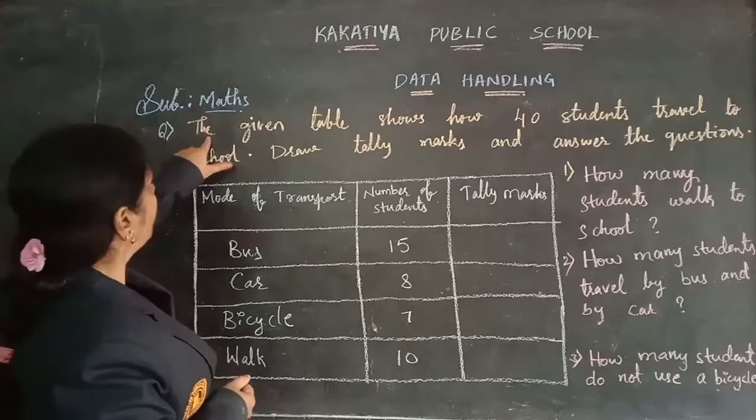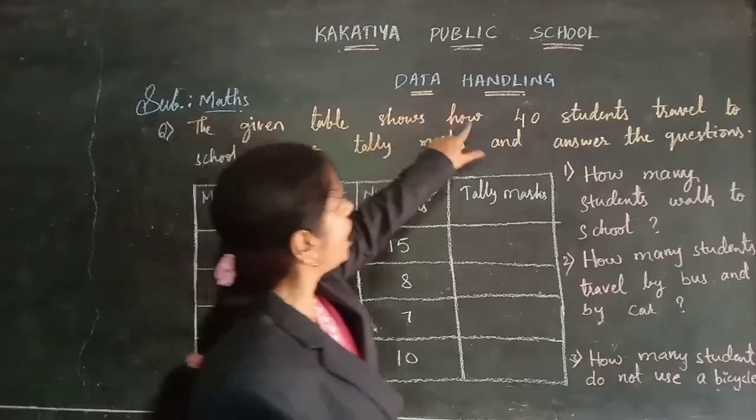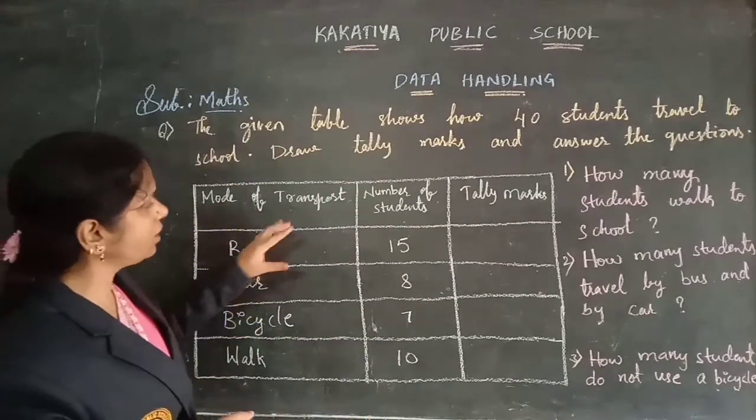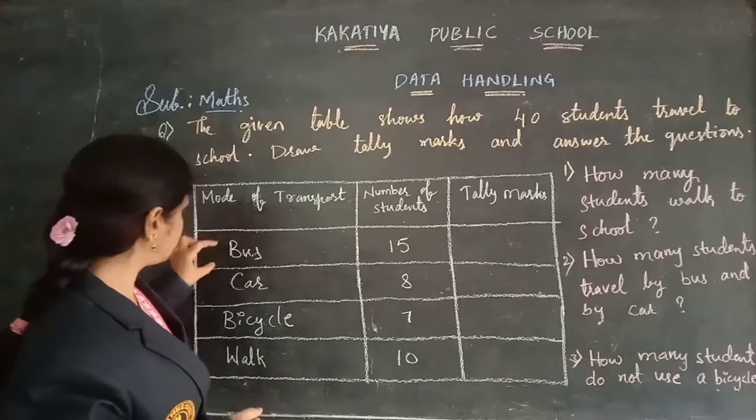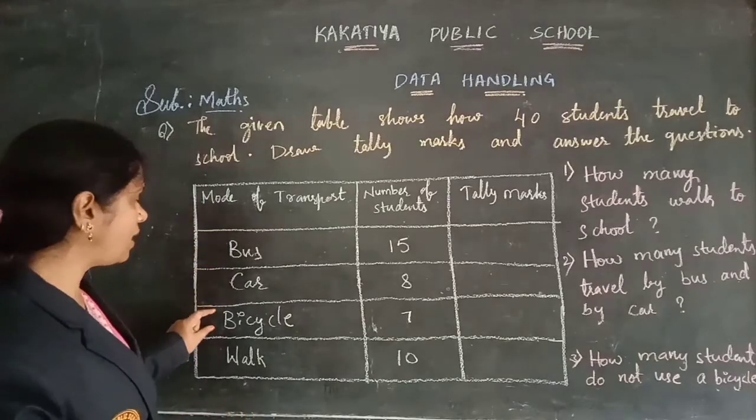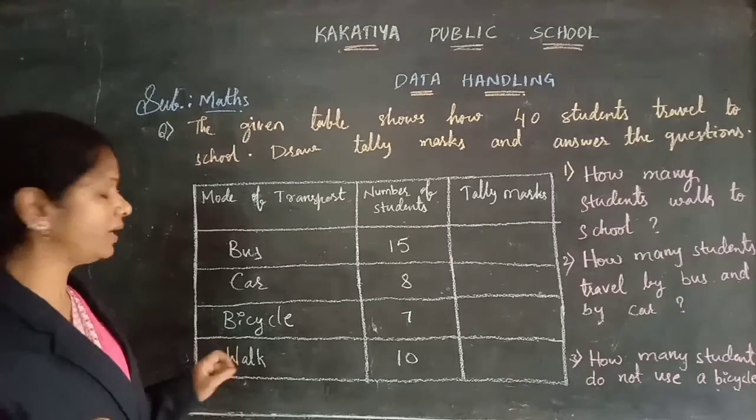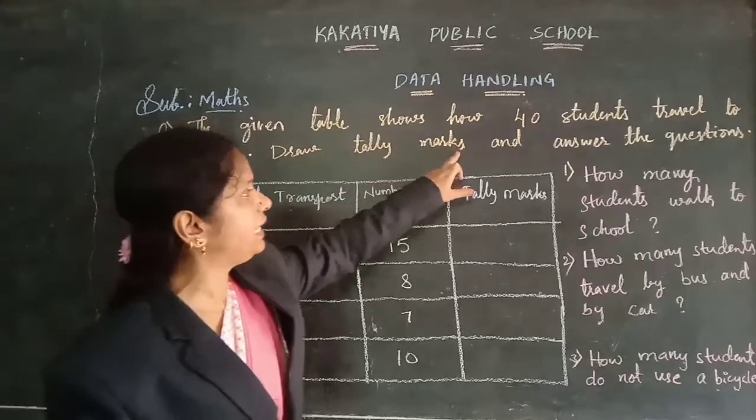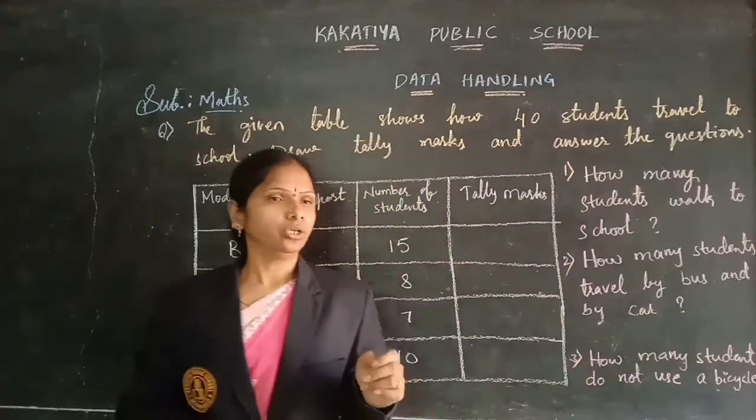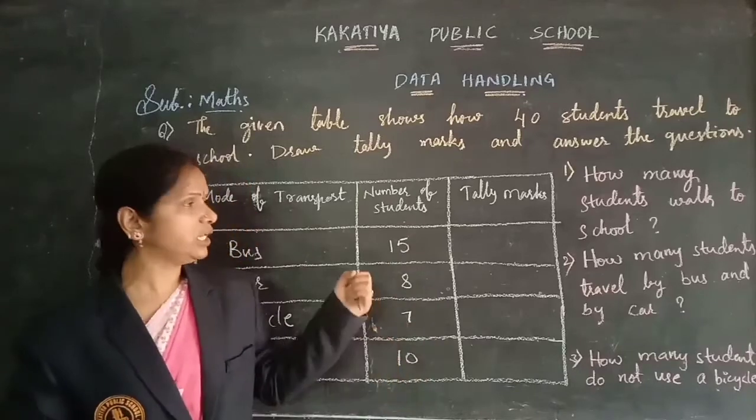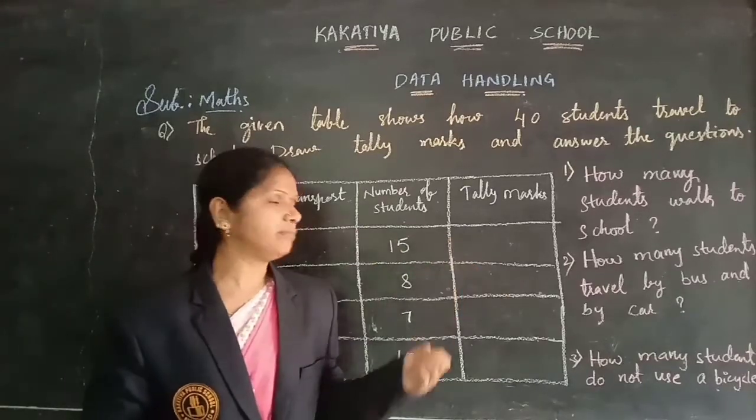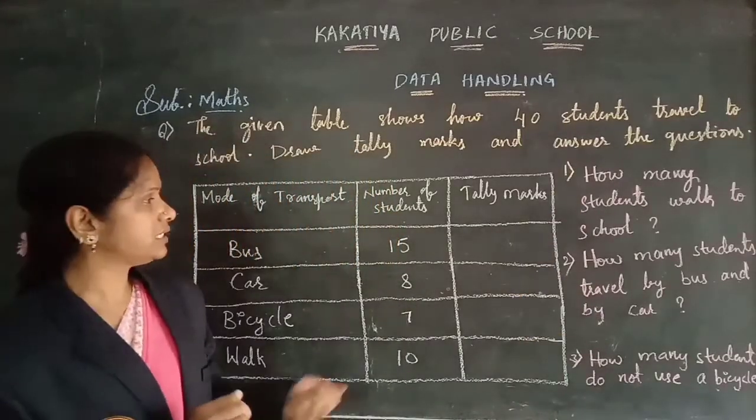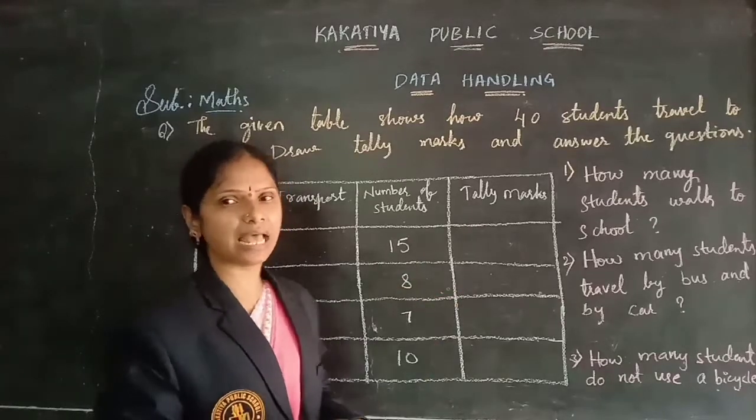Have a look at this question. The given table shows how 40 students travel to school. Okay, this table is showing that some children are traveling by bus, some by car, some by bicycle, and some on foot. So see here, draw tally marks and answer the question. We need to show these student numbers in tally marks, and we need to write the answers for the given questions. Let's arrange these numbers into tally marks first.